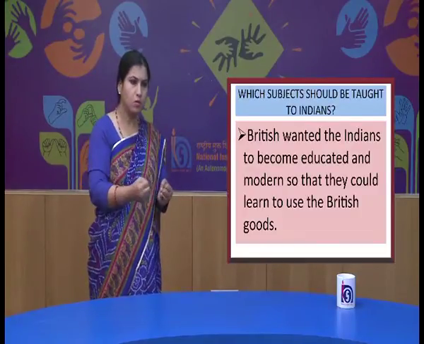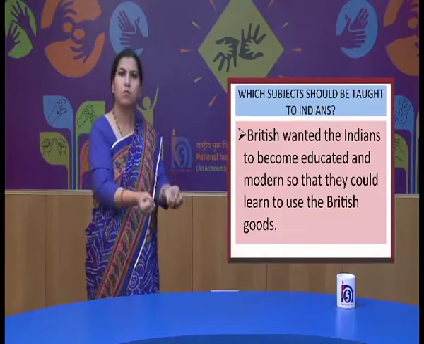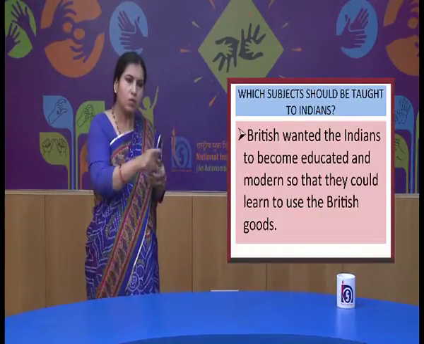Before moving forward, let us try to understand the social and cultural policies of the British when they came to India. Learners, as you know, the British had come as traders to India and later became the rulers of our country. They wanted the Indians to become educated and modern so that they could learn to use the British goods.